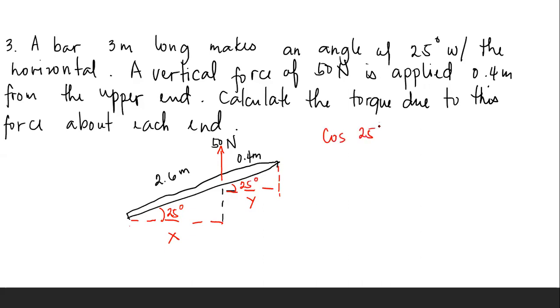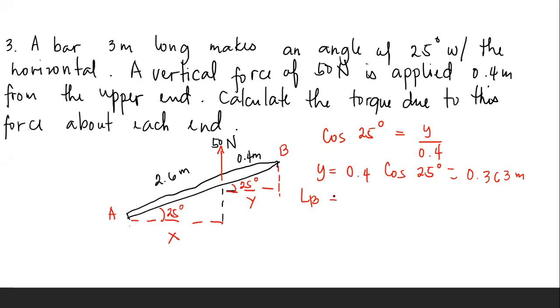Cosine 25 degrees is equal to y over 0.4, where y is equal to 0.4 cosine 25 degrees, which is 0.363 meters. That is the value of your y. Let this one be your A, and this one your B. For the moment at B, the reason we get the value of y is that it is the perpendicular distance for your 50 newtons.